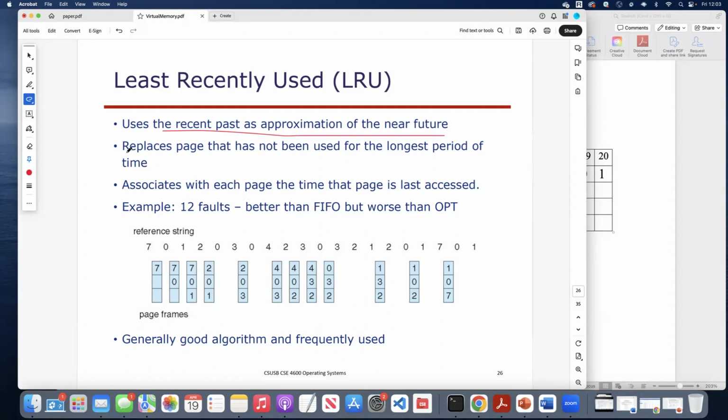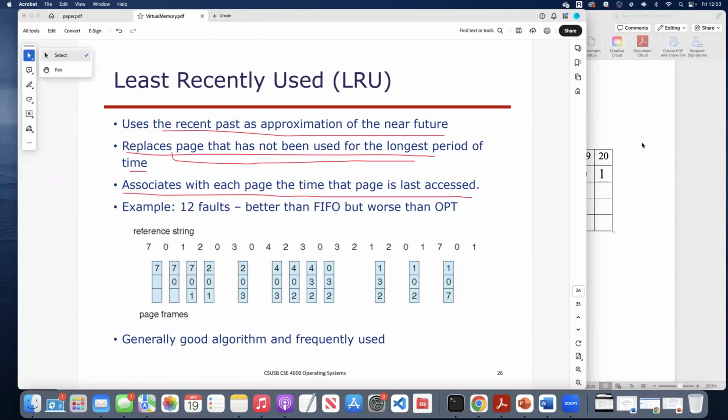This algorithm replaces the page that has not been used for the longest period of time. That means the page that has not been used for the longest period of time in the past probably will not be used in the near future. So we select this page as the victim page and swap it out. The least recently used algorithm associates with each page the time that this page was last accessed. Now let's take a look at an example of this algorithm.